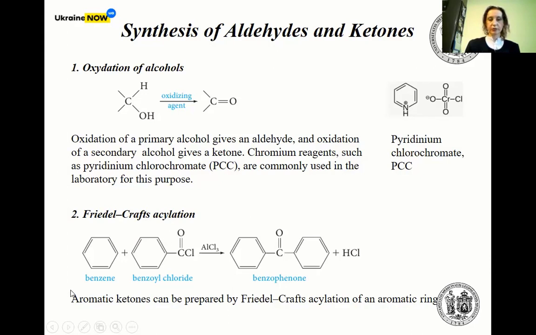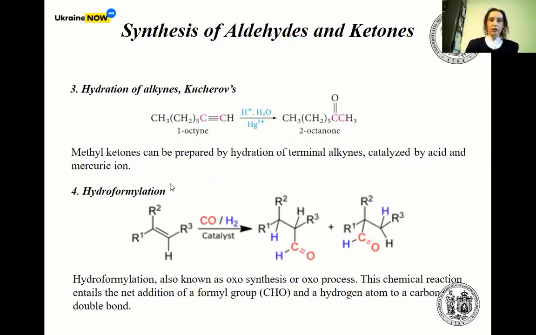The next method is also familiar to you. It is Friedel-Crafts acylation. The catalyst in this reaction is a Lewis acid, and the type of reaction is electrophilic substitution. Kucherov's reaction is the hydration of alkynes. If we have acetylene, by hydration we obtain acetaldehyde. In the case of other alkynes, we obtain ketones. The catalysts in this reaction are mercury cations.